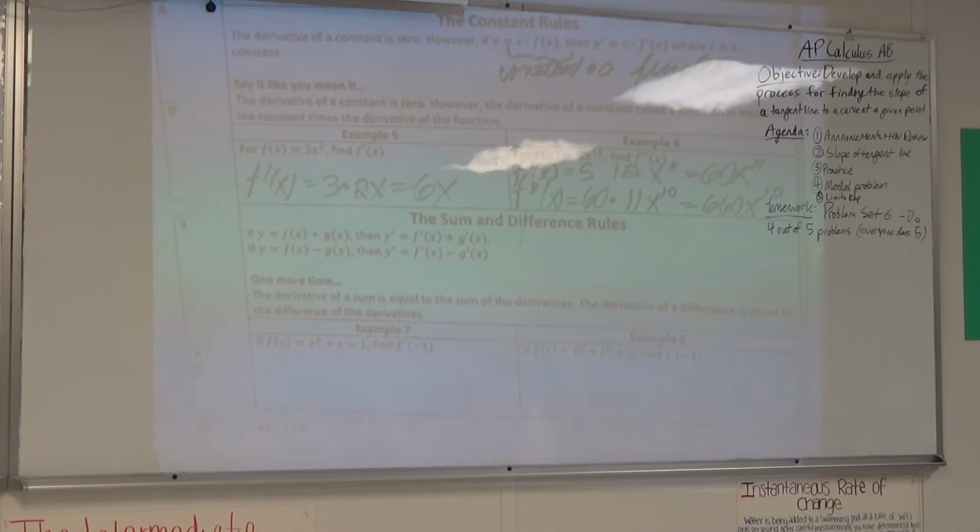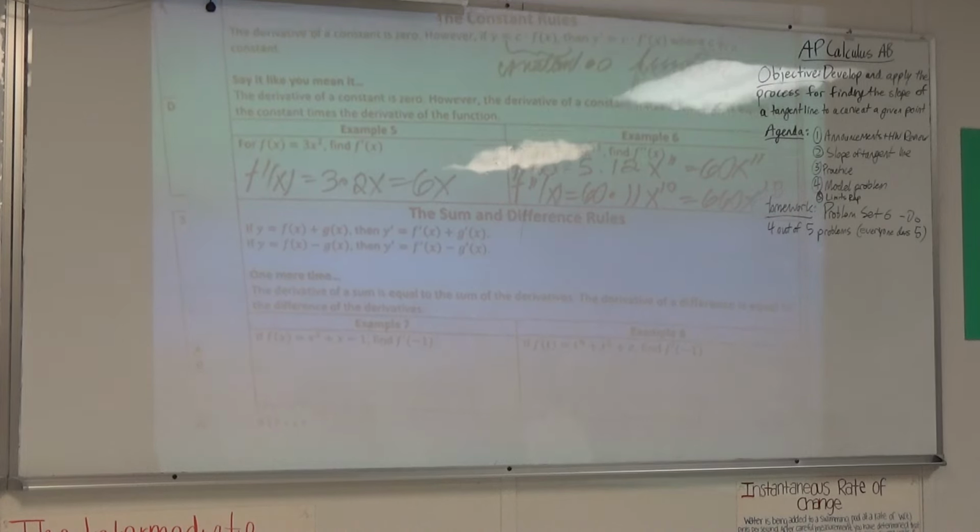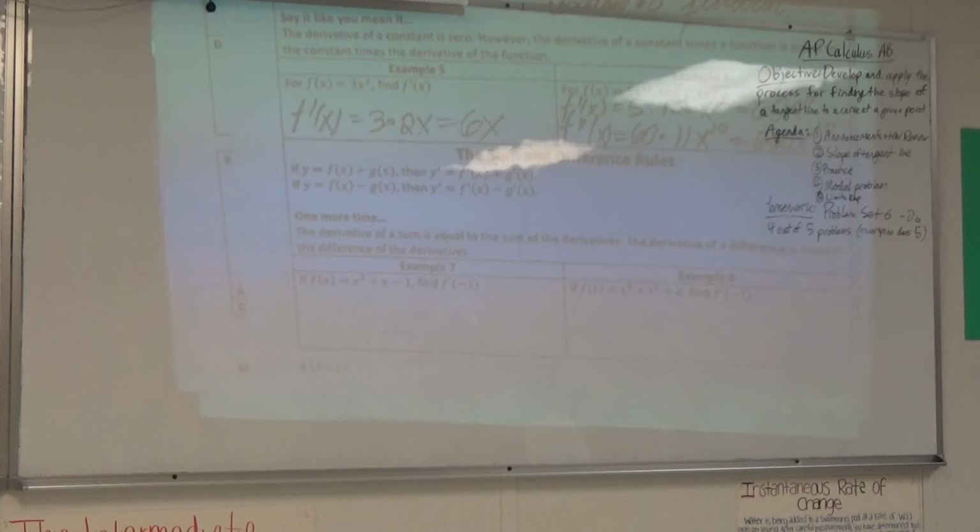How many guys honestly had 660x to the 10th? We get this under control. Okay, last two rules, I always put them together as a pair. They're called the sum and difference rules, meaning it's how you handle finding the derivative of a sum or a difference. If I have two functions being added together, the sum rule says, trust your instincts, find the derivatives, add them together. If it's a subtraction problem, find the derivatives, subtract them from each other.